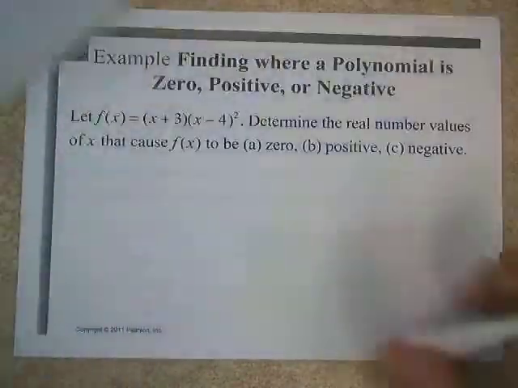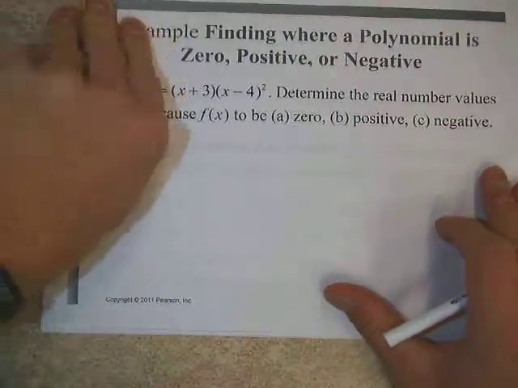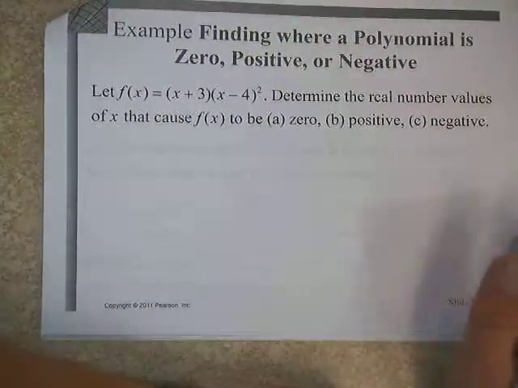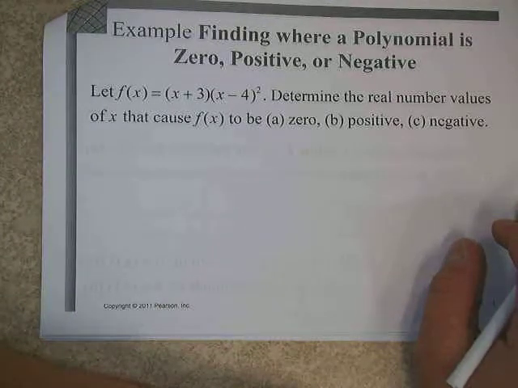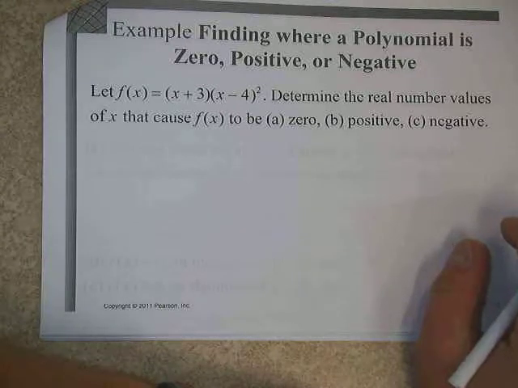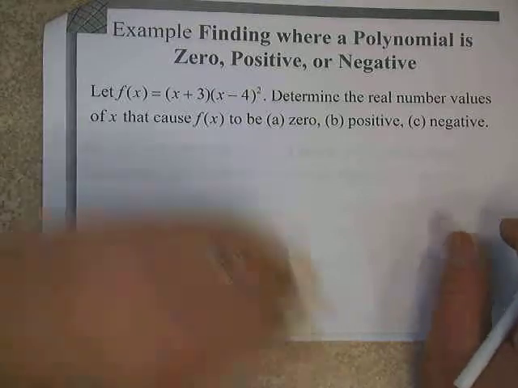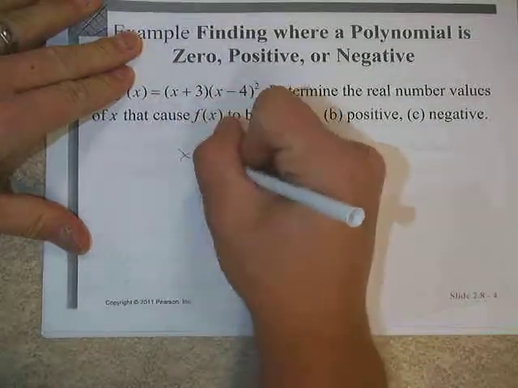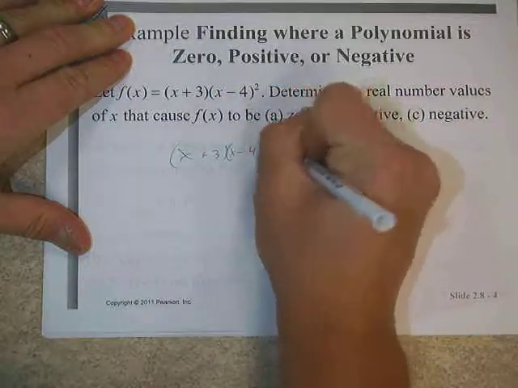So let's take a look at an example. They give us f of x equals x plus 3 times x minus 4 squared, which is a cubic function, as we know. They already gave it to us in factored form, which was nice of them because that makes the zeros easy to find. Ultimately, we're going to determine the real number values of x that cause f of x to be 0, positive, and negative.